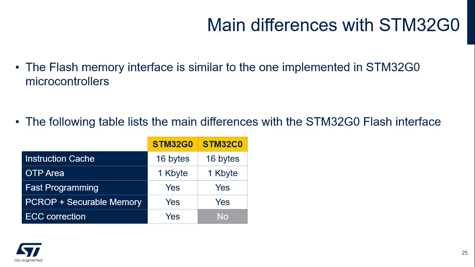PCROP stands for Proprietary Code Readout Protection, which protects the code by allowing execution only from flash memory, but not reading or writing. Securable memory cannot be accessed from non-secure areas. It is typically used to perform a secure boot with image authentication.